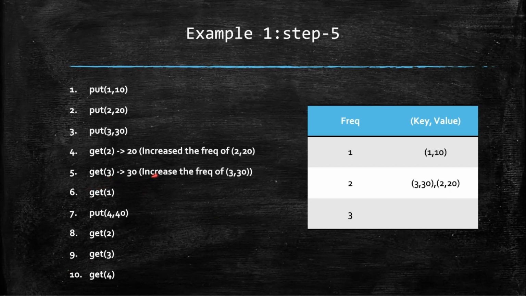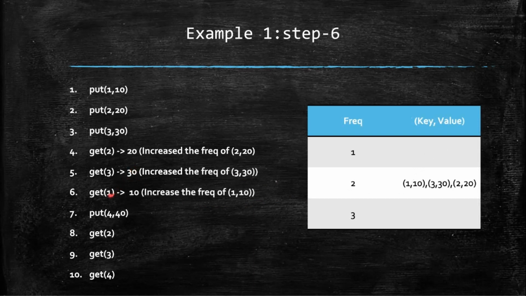Next is get 3, so it will also increase the frequency of the 3 comma 30 node. Its frequency will become 2 from 1, and I will return 30. The next query is get 1, so it will return 10, which is the value for the key 1, and it will increase the frequency of 1 comma 10 to 2 now. As you can see, the least frequently used is not 1 here, but that is not our concern, we will look into it later.